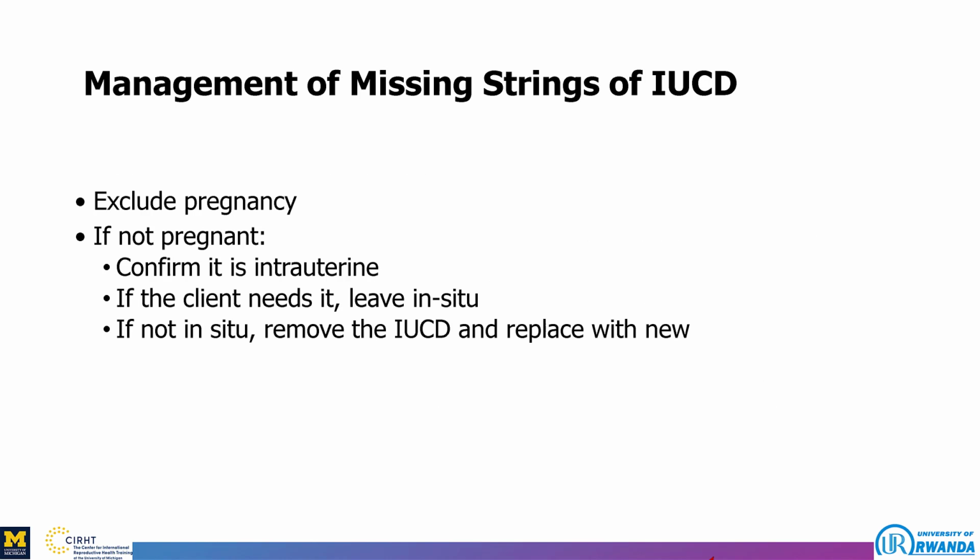How do we manage the missing strings in case of an intrauterine contraceptive device? The first thing we need to do is to exclude pregnancy. If the client is not pregnant, then we confirm the actual position of the device. We have to confirm if it is in the uterus. If the client needs it, we leave it in situ. If not in situ, then we have to remove the device and replace it with a new one.